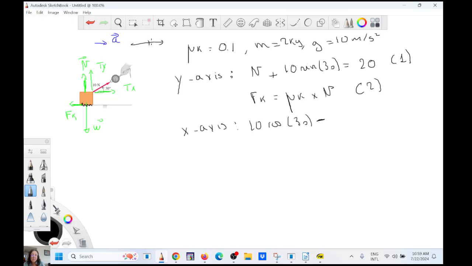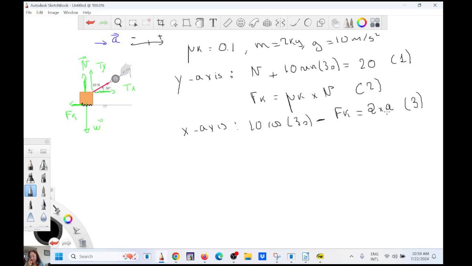The idea is that you always try to take the acceleration in a positive direction. So acceleration is this way, so I don't have to worry about the sign. Minus the frictional force equals mass, which is 2, times the acceleration. And that will be the third equation.